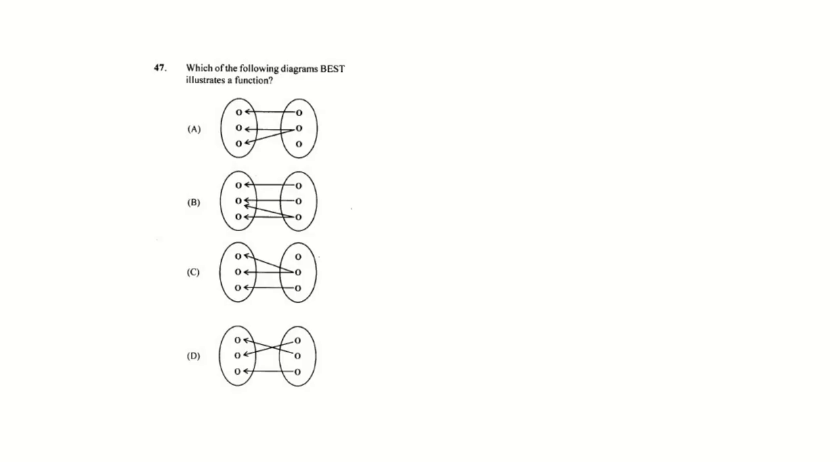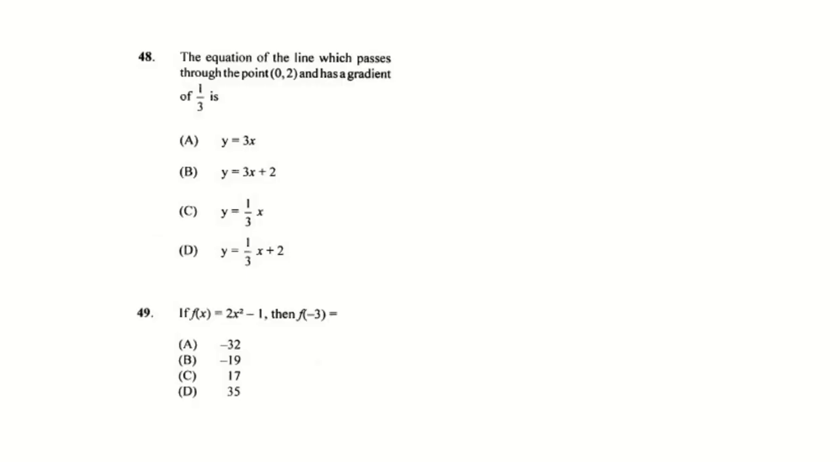This one here, which of the following best illustrates a function? A function is when, going from one element, only one arrow is leaving. So only one arrow is leaving in D, right? So if C is 2, and your gradient is a third, y is equal to a third x plus C, which is D.